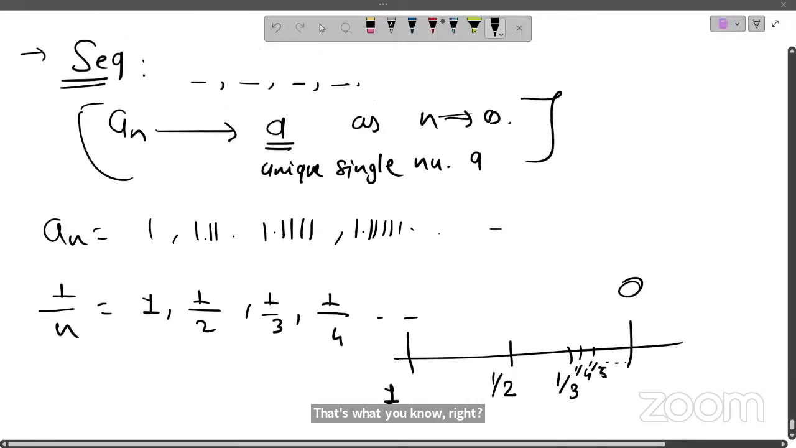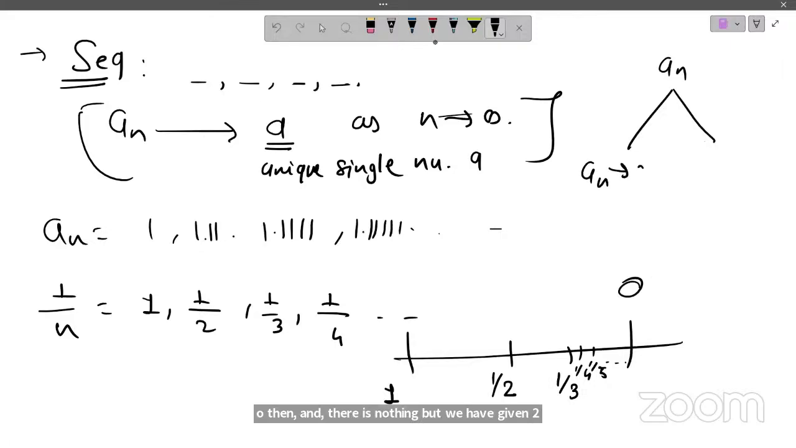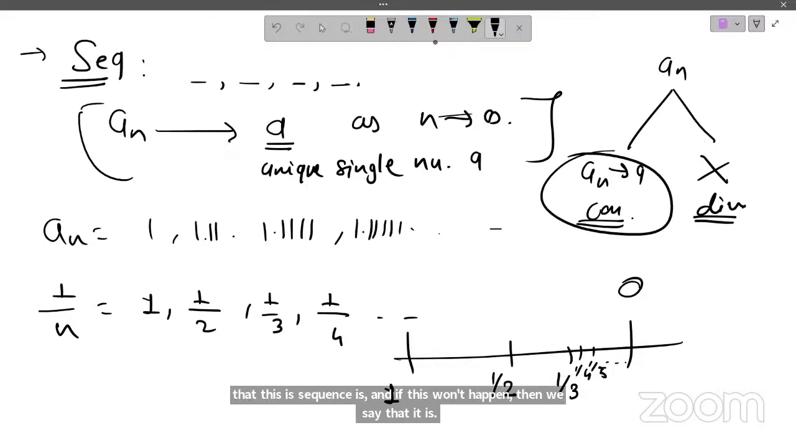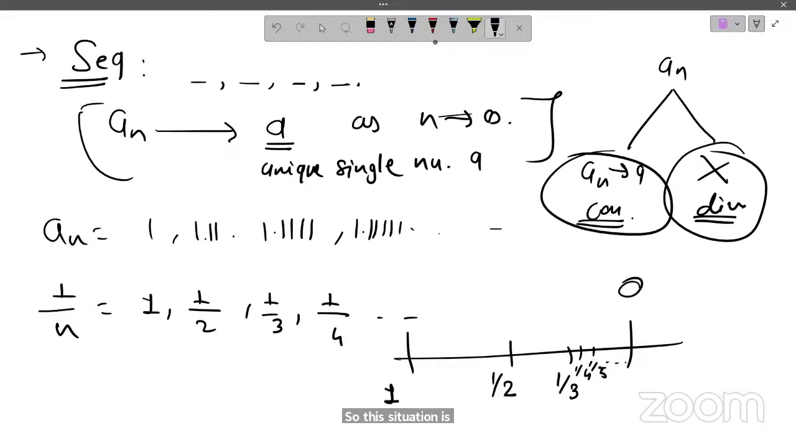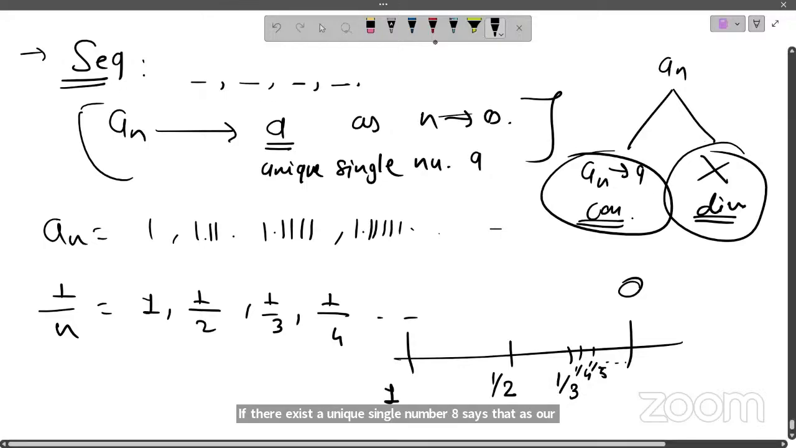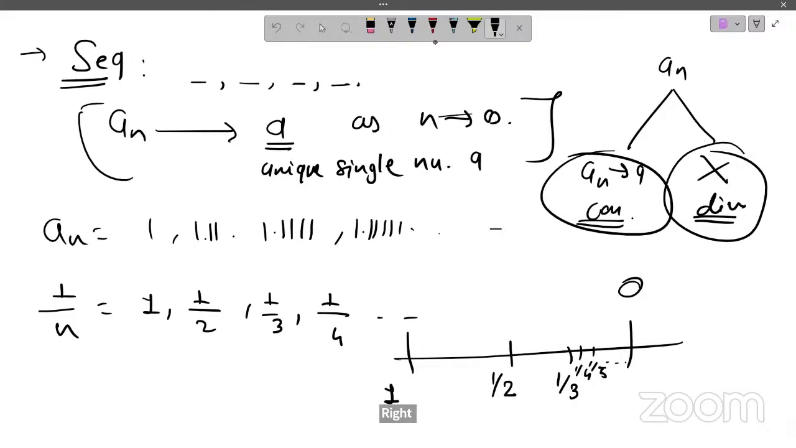So convergence and divergence are nothing but names given to two situations. If you have a sequence an and it converges to a single limit, then we say this sequence is convergent. If this won't happen, then we say it is divergent. So this situation is known as convergence, and this situation is known as divergence. A sequence is convergent if there exists a unique single number a such that as n goes to infinity, we get closer and closer to that number. Right? Yes, ma'am. Now you got it? Yes, ma'am. Thank you, ma'am.